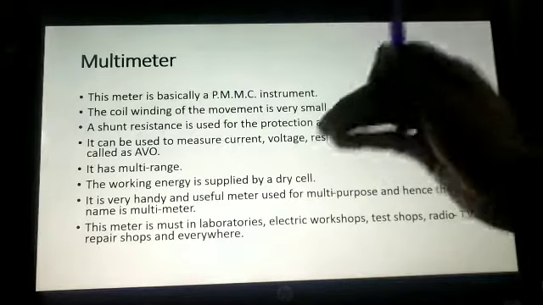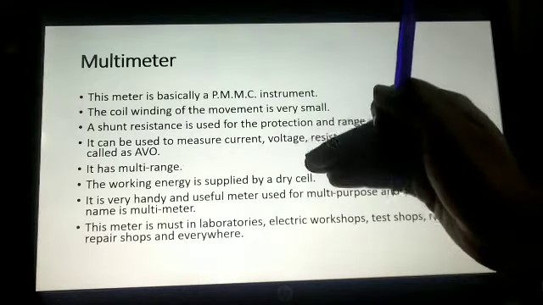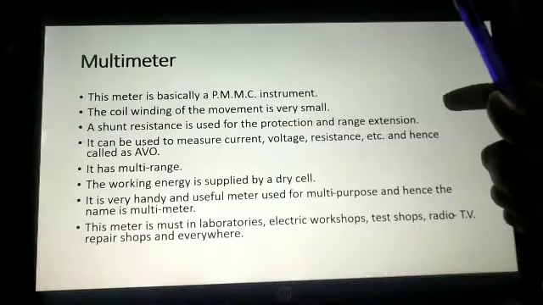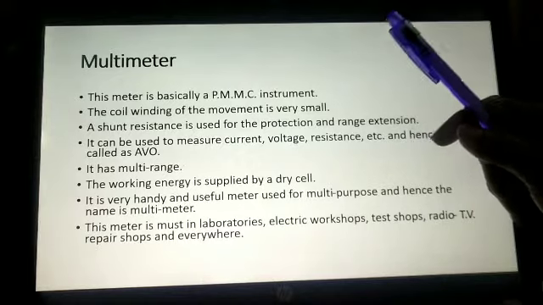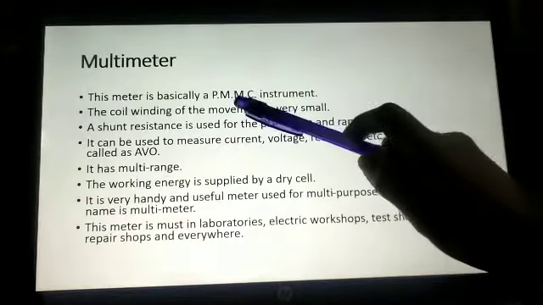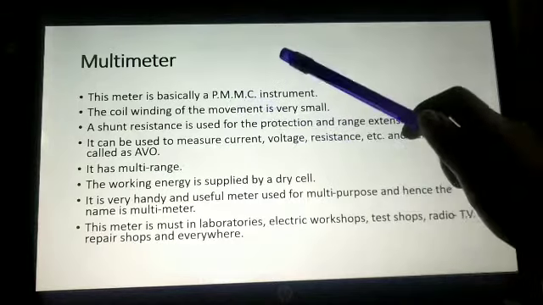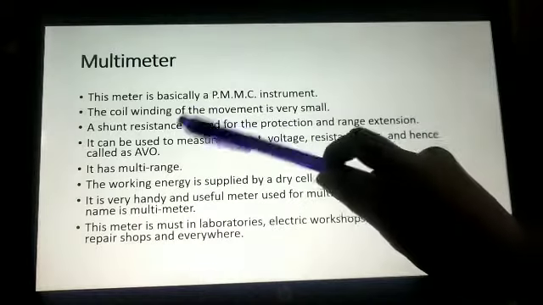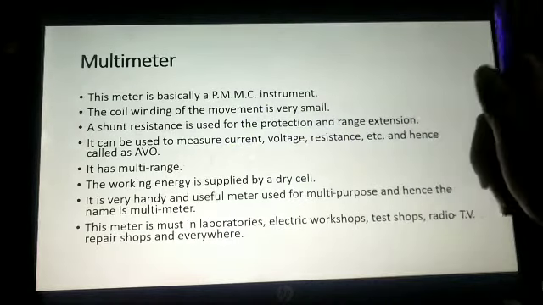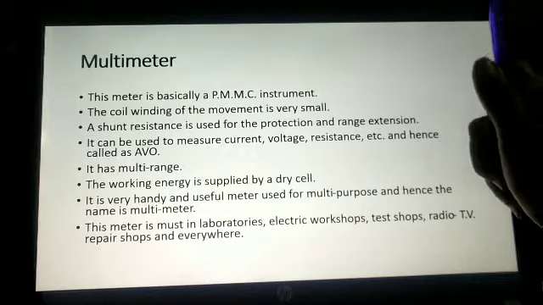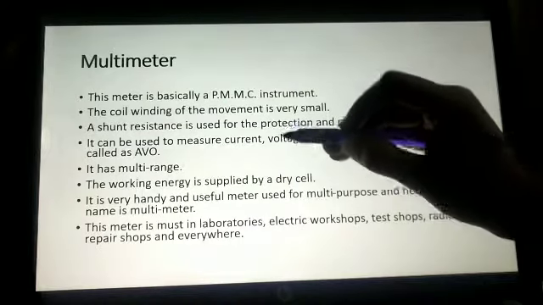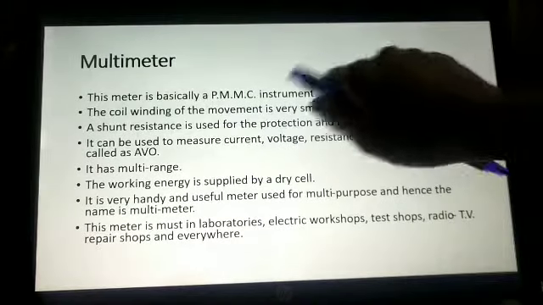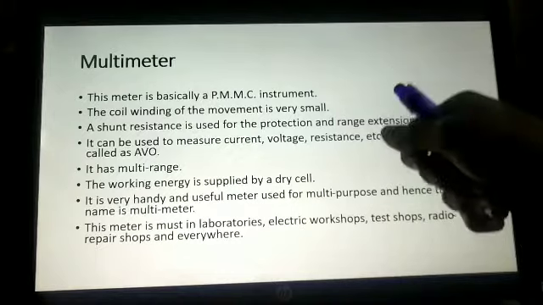So what will you write if they ask you to write a note on multimeter? First, draw the diagram. The first point is that it is basically a PMMC instrument, that is permanent magnet moving coil. The coil winding of the movement is very small. Shunt resistance is used for protection and range extension. Here is one resistance, here is one resistance, here is one. We just adjust that for the range extension.